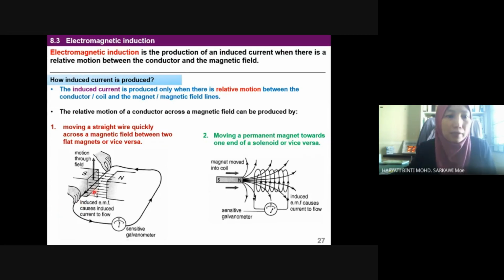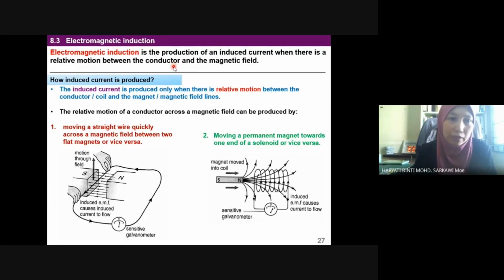Induced means forced. When you move the conductor downward, it still deflects to one side, showing that current is still flowing. When current is detected by the galvanometer, there must be an electromotive force, but we can't see it. So when we define electromagnetic induction, we can say it is the production of induced current or induced EMF when there is relative motion between the conductor and the magnetic field. In some other books, they define it as the production of induced EMF or induced current when there is a rate of change of magnetic field by the conductor.